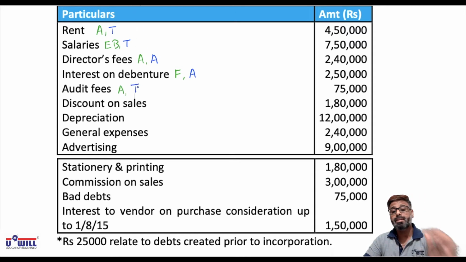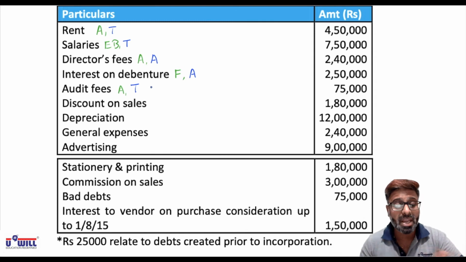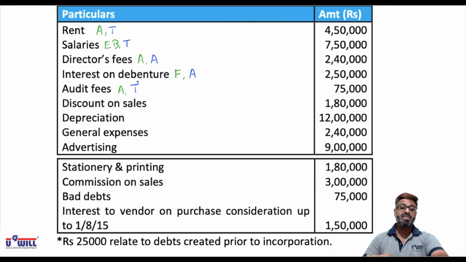Okay, audit is done, inspection is done of books of accounts of pre as well as post. So audit fees is paid by the company, but you have paid for pre-incorporation period audit also and post-incorporation period audit also. So administrative expense, but time ratio. Discount on sales, selling expense and sales basis. Depreciation and amortization, time basis.